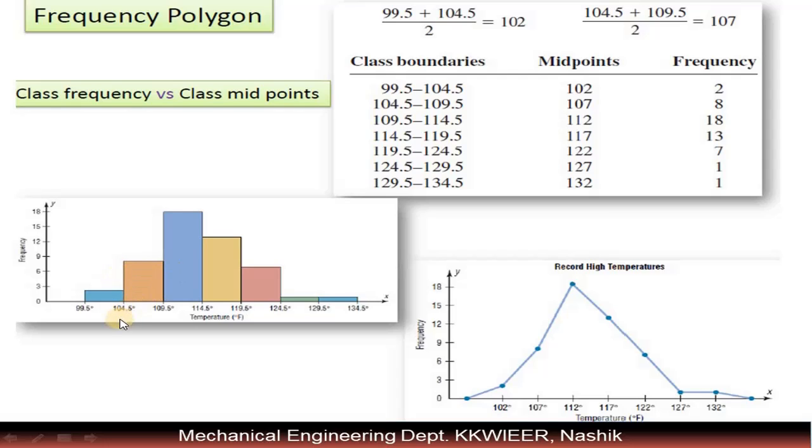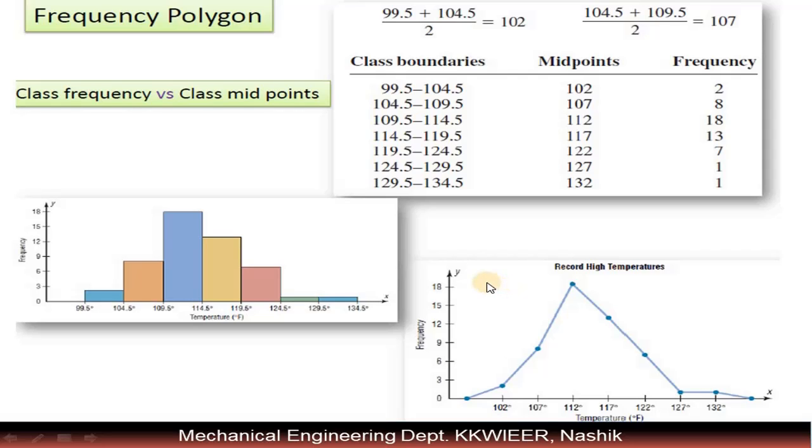Then next, suppose we have 104 degrees, with that we have 109. So the midpoint of this will be in this fashion: 104 plus 109 divided by 2, so 107 will be the midpoint. So if we consider the class boundaries over here, we get midpoints for each class interval. We have to calculate it, and then the same are to be plotted in a line form. So we call it a frequency polygon. In this fashion we will get the frequency polygon. So this is the second method of representing the different frequency distributions.